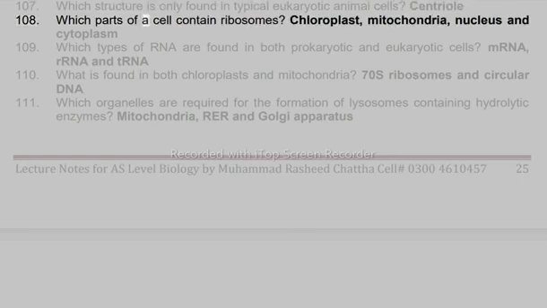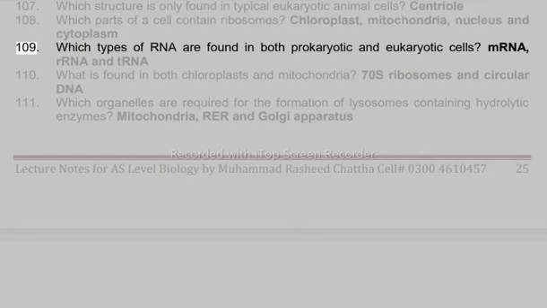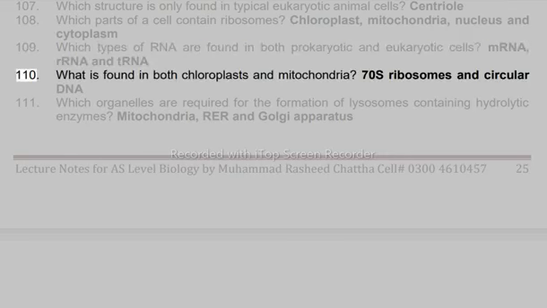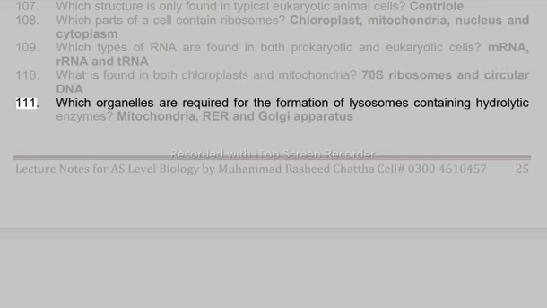108. Which parts of a cell contain ribosomes? Chloroplast, mitochondria, nucleus, and cytoplasm. 109. Which types of RNA are found in both prokaryotic and eukaryotic cells? mRNA, rRNA, and tRNA. 110. What is found in both chloroplasts and mitochondria? 70S ribosomes and circular DNA.